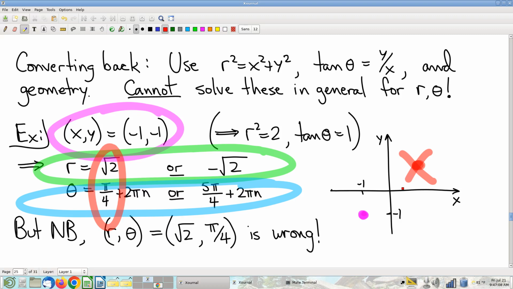Okay. All right. So the actual way to do this is, again, you look at the picture and you think, all right, well, if I were to choose the angle pi over 4, that would have me going this way.